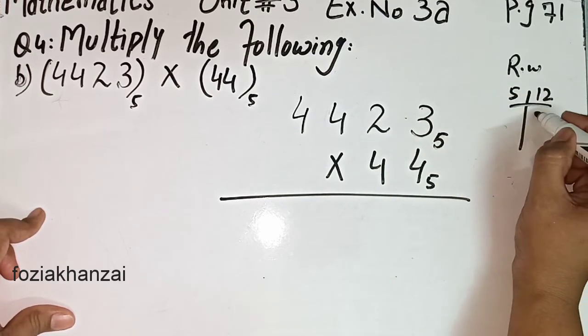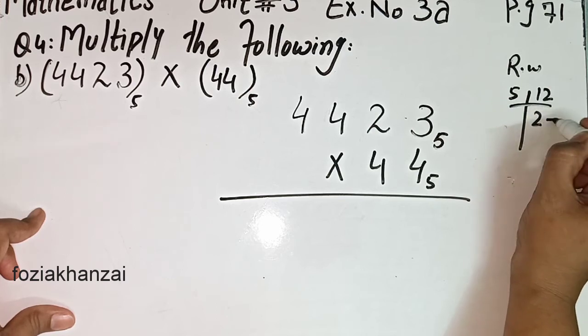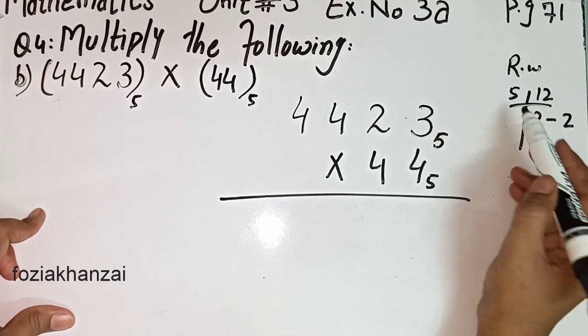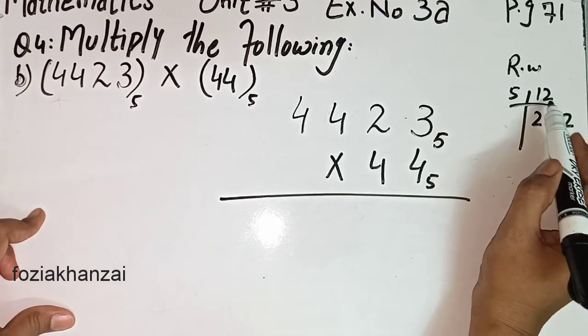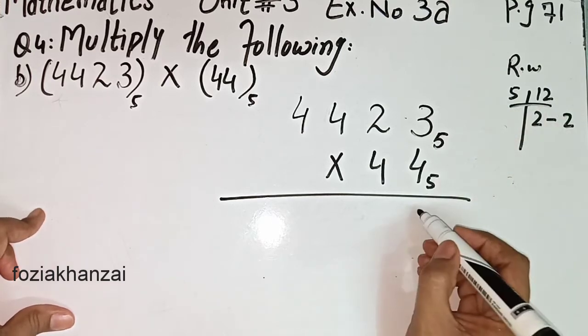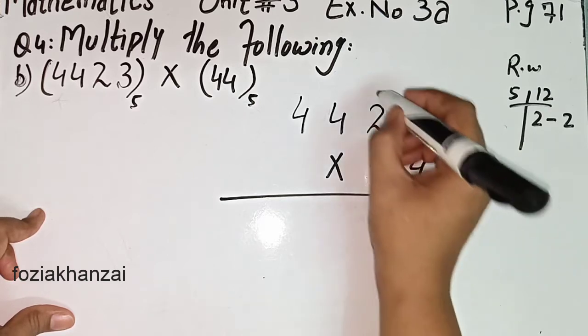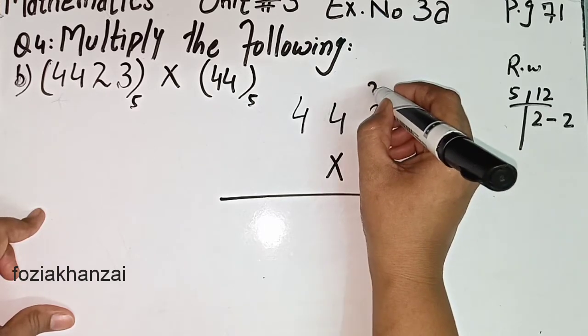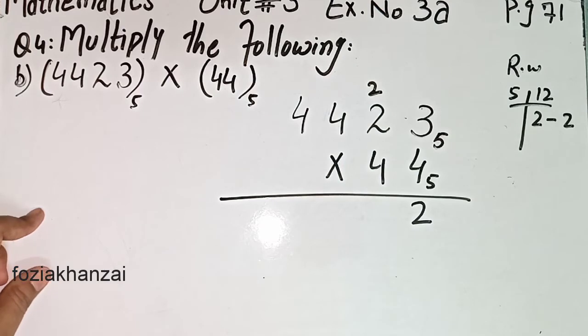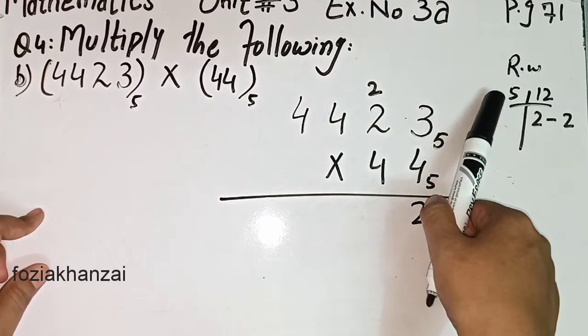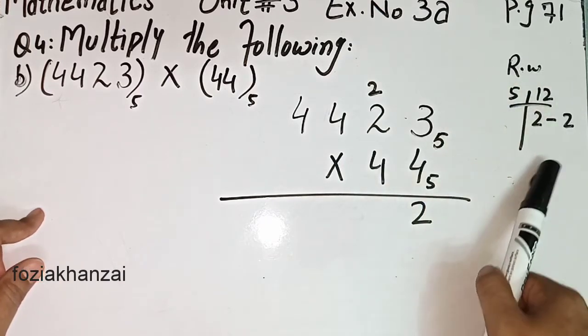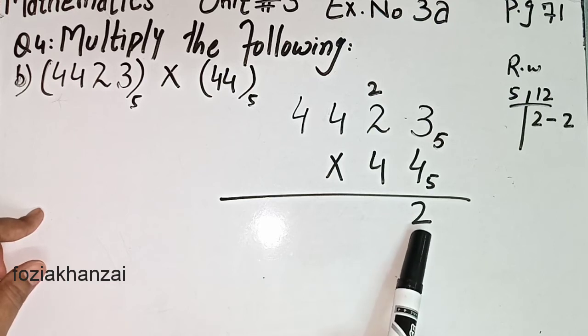5 1s are 5, 5 2s are 10. 12 minus 10, 2 is left. It means in base 5 system 12 equals 22. 2 write over here, 2 carry.